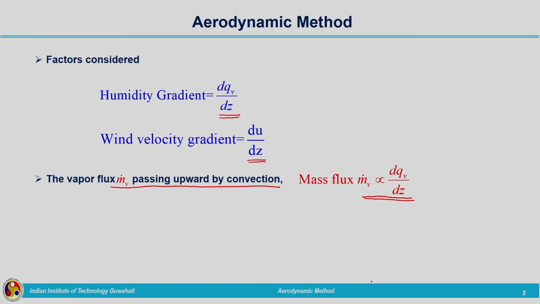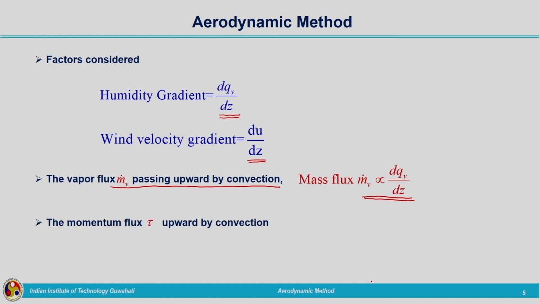So, that is why this humidity gradient is coming into picture. The vapor flux mv dot is represented by this particular expression, that is, it is proportional to how much gradient is there corresponding to specific humidity. mv dot is directly proportional to dqv by dz.